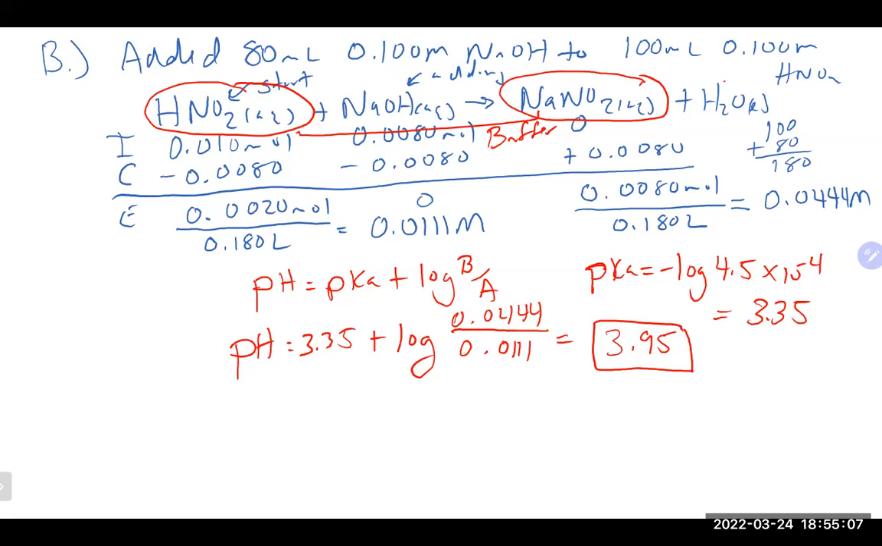which is good because we started at a 2.19. We're adding base, so we are moving upward on the titration curve. Again, if you ended up less than 2.19, you're definitely going the wrong way on this titration. Any questions on any part of that? Yes, sir.